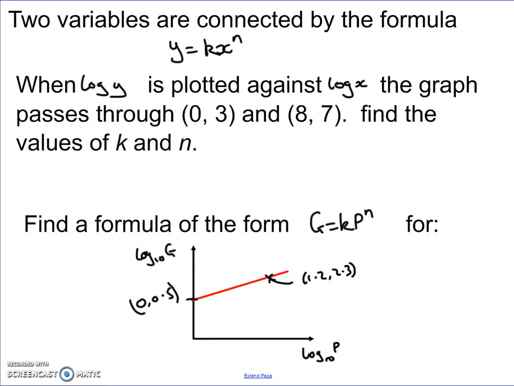Two variables are connected by the formula y equals kx to the n. When log y is plotted against log x, the graph passes through (0, 3) and (8, 7). Find the values of k and n. And then the second one, I want you to find a formula of the form g equals kp to the power of n for this plot here. So I've got log to the base 10 of g against log to the base 10 of p going through these 2 points. So pause the video and have a go at those two questions.